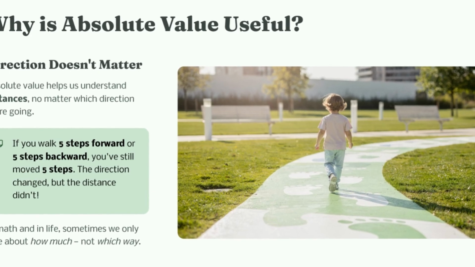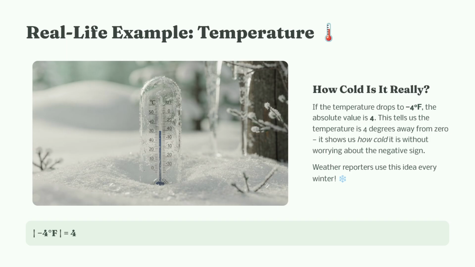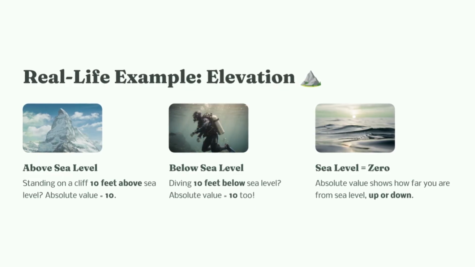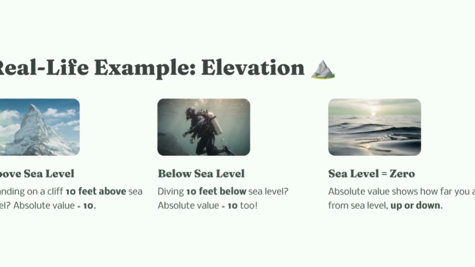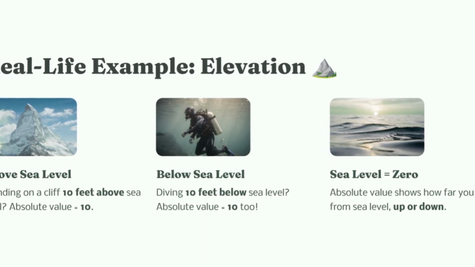So why is absolute value useful? Because sometimes direction does not matter. We only care about how far something is. Think about temperature. If it is -4 degrees, it is still 4 degrees away from 0. Same idea. Or think about elevation. 10 feet above sea level and 10 feet below sea level are the same distance from 0.